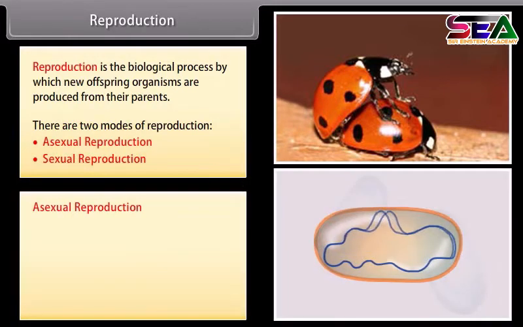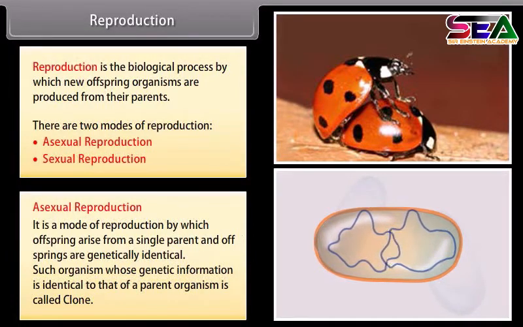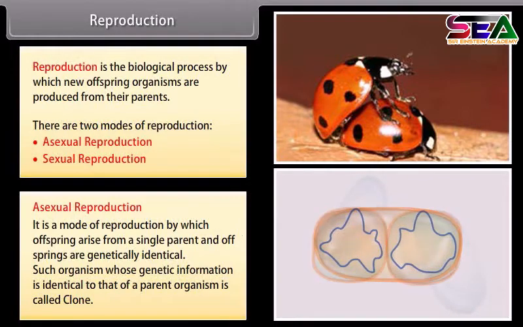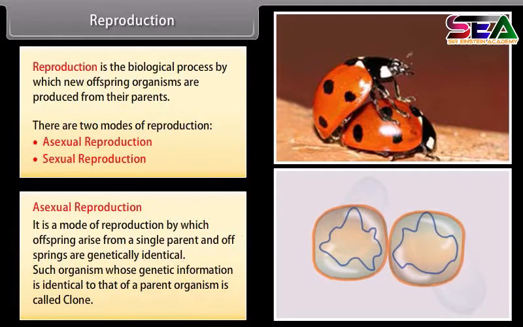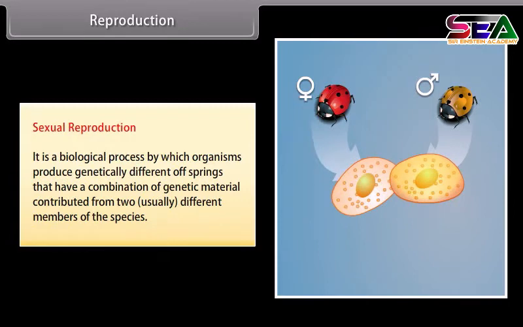Asexual reproduction. It is the mode of reproduction by which offspring arises from a single parent and offsprings are genetically identical. Such organisms whose genetic information is identical to that of a parent organism is called a clone. Sexual reproduction. It is the biological process by which organisms produce genetically different offsprings that have a combination of genetic material contributed from two usually different members of the species.